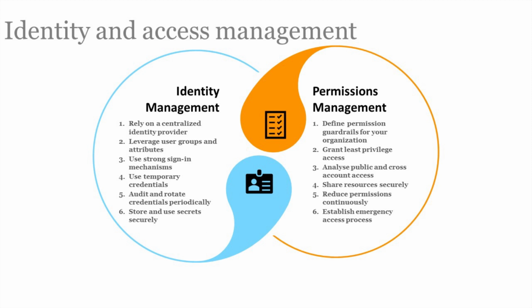Permissions management. 1. Define permission guardrails for your organization. As your workloads grow, you should create multiple accounts to manage them and then use AWS organizations and service control policies to restrict access based on accounts, regions, services, and other conditions. 2. Grant least privilege access. Both users and systems should be granted only the permissions required to do a specific task. This can also be extended by setting up permissions boundaries and attribute-based access controls.